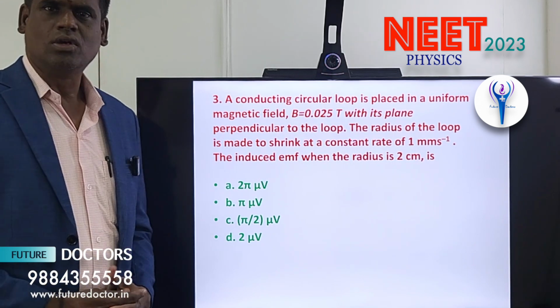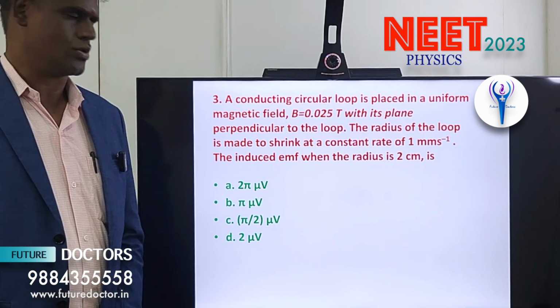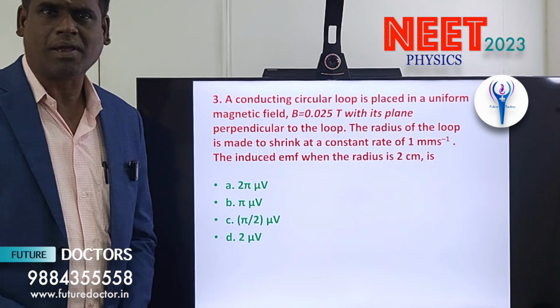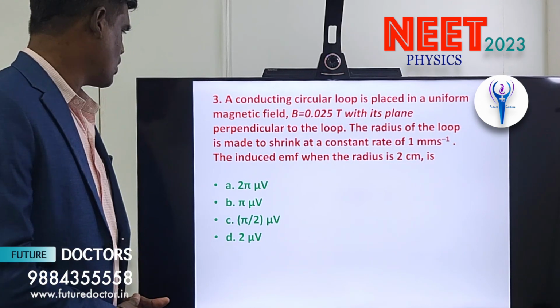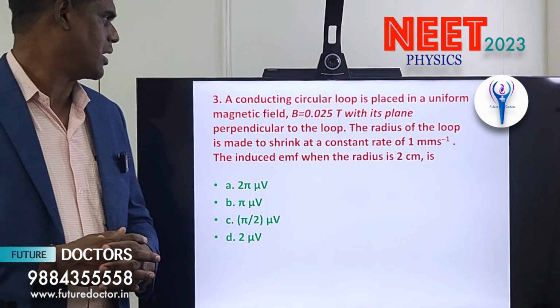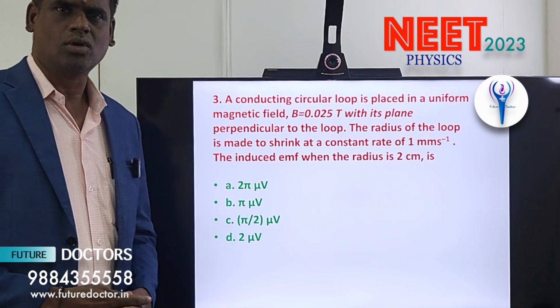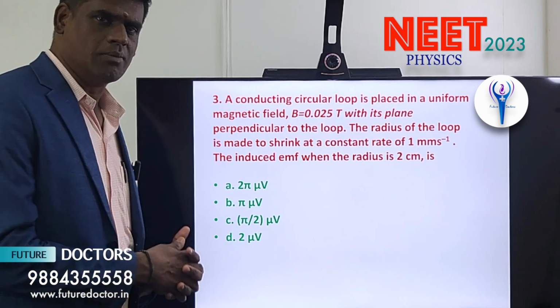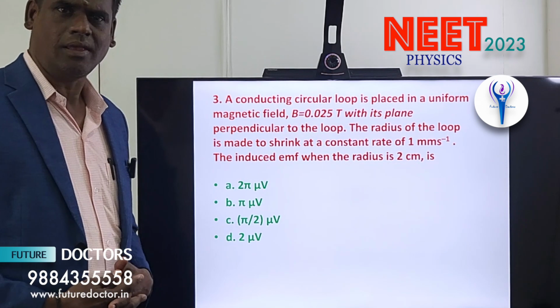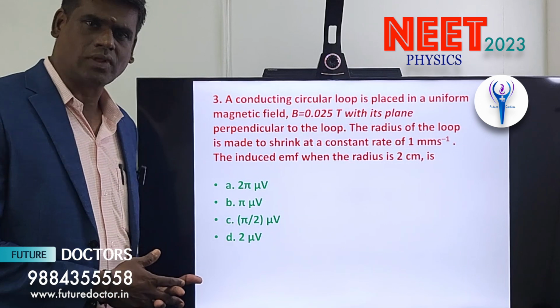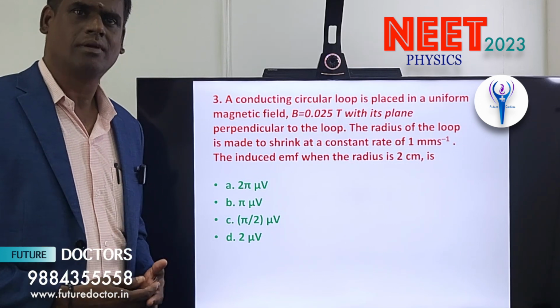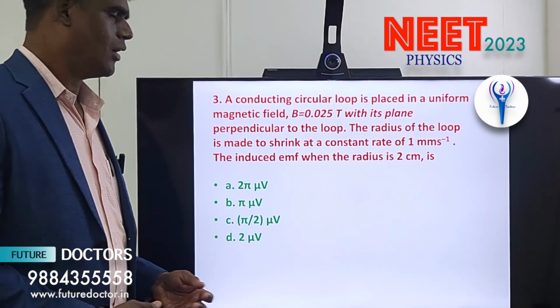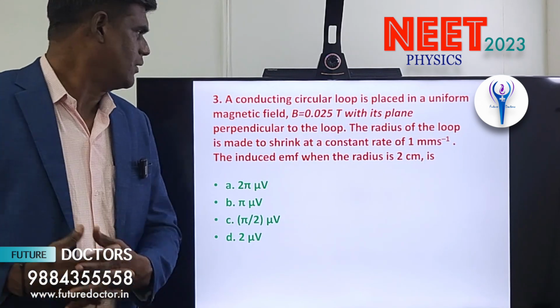A option 2 pi microvolt. B option pi microvolt. C option pi by 2 microvolt. D option 2 microvolt. Here you want to find the EMF induced by changing which one? Area of the coil or orientation? Yes, area of the coil. Okay, let's move to question number 4.